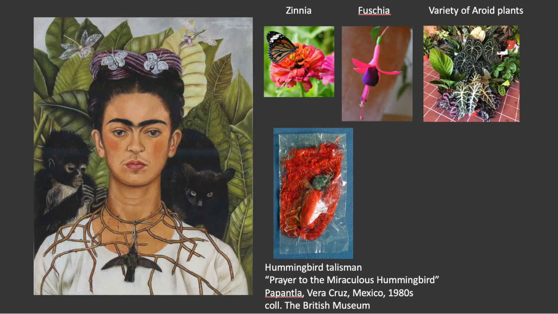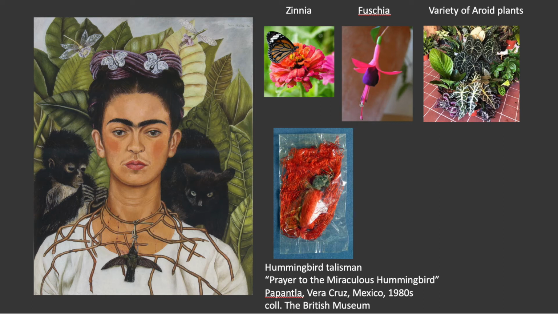So giving a little bit more attention to the theme of animals, I want to talk for a few minutes about the hummingbird. So as I said, conventional interpretations of this self-portrait describe the fact that the hummingbird is a known talisman of love in the Mexican folk cultural context. And so here I'm showing you a photograph of an object that is actually in the collection of the British Museum that is one of these hummingbird talismans.